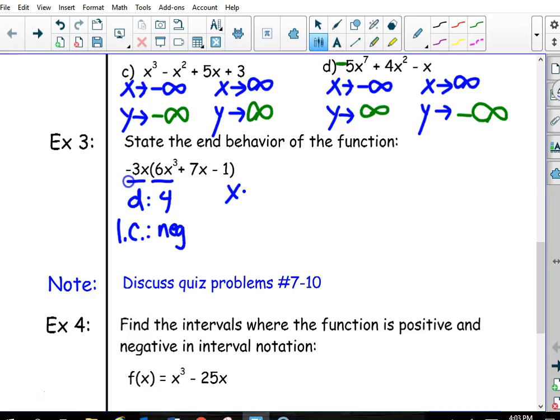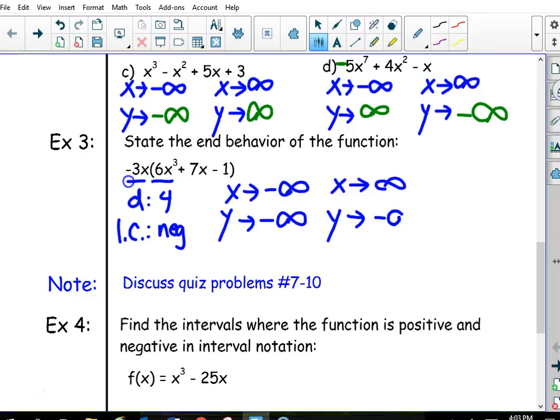So as x goes to negative infinity, y will go to, so it's an even degree, and it's negative. So both y's will point the same direction, and that will be negative infinity. And we're done. I want to discuss problems 7 through 10.